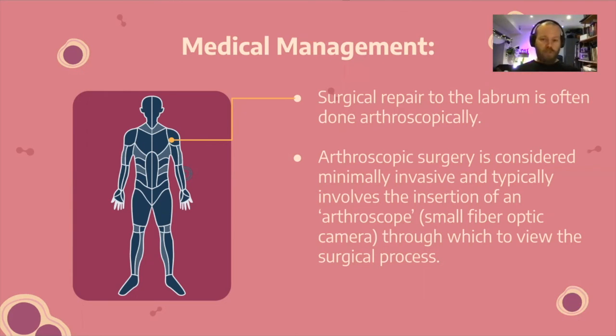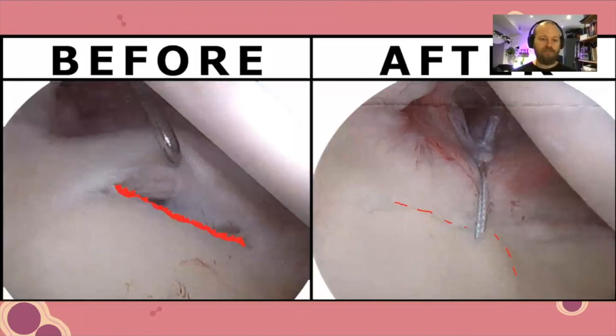So arthroscopic surgery is done using an arthroscope. It's this kind of little projection fiber optic camera that's inserted via an incision, through which the surgeon will view the surgical process. Again, it's one thing to use words, but 1,000 words for one picture.